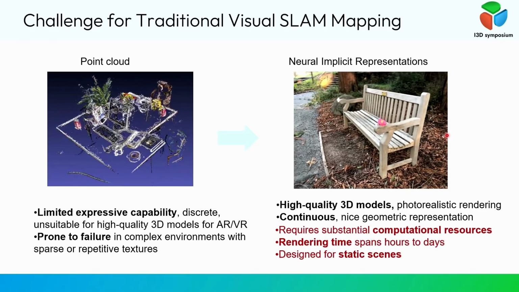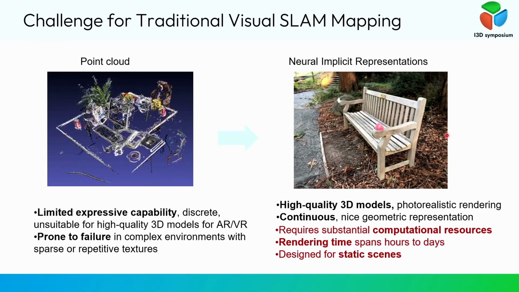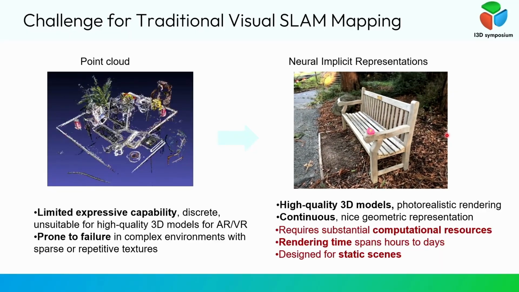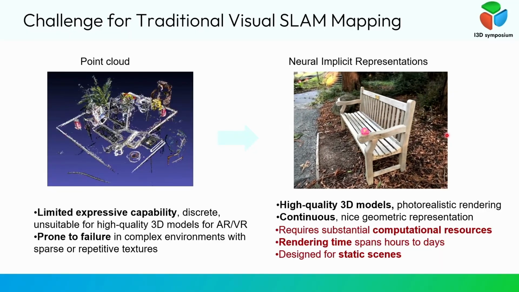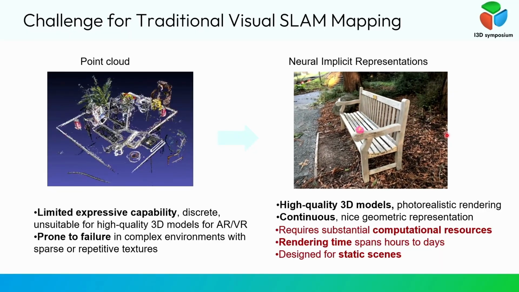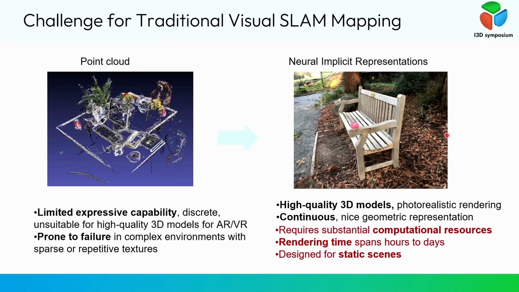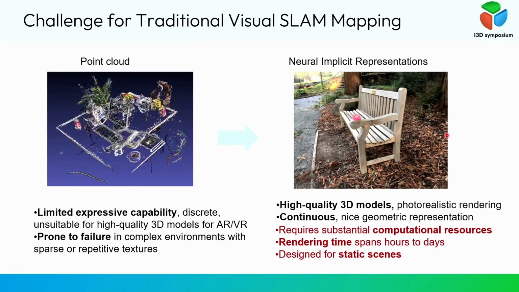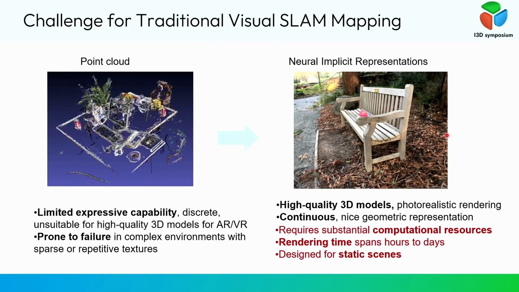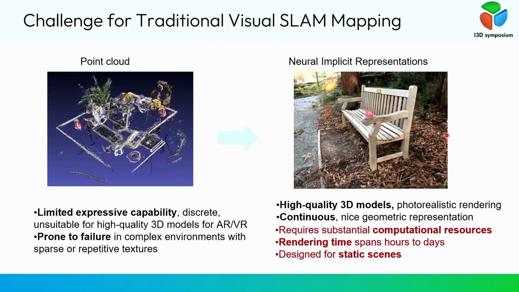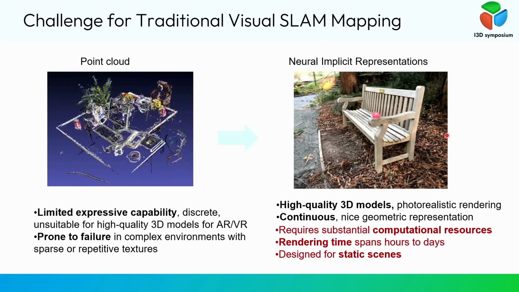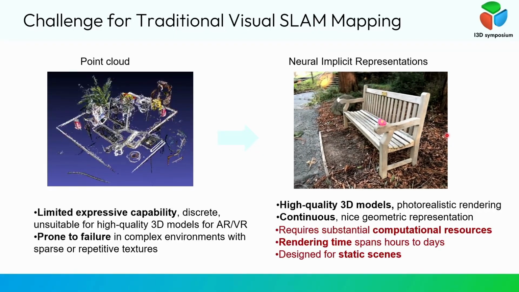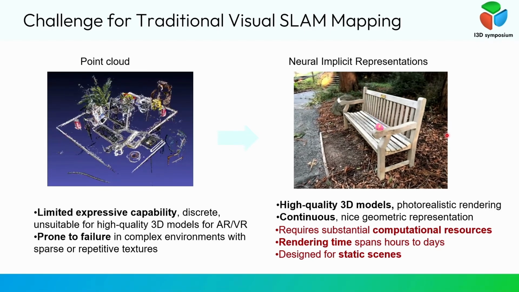Because NeRF could provide high fidelity 3D models compared with point clouds, and also it could provide continuous scenes with very nice representation. But the problem is NeRF requires substantial computational resources, and the rendering time is usually hours to days, and it is designed more for static scenes instead of SLAM real-time applications.